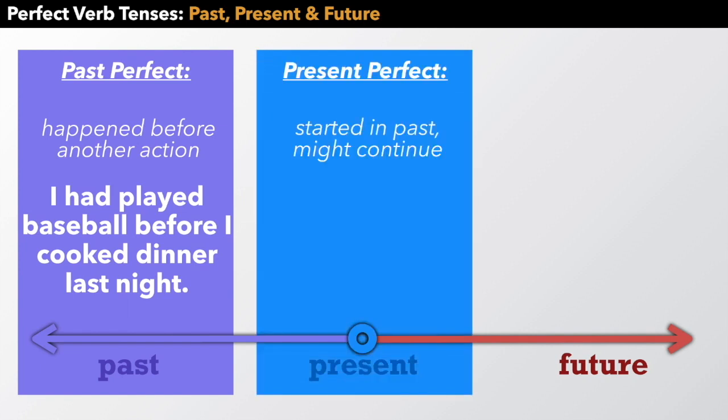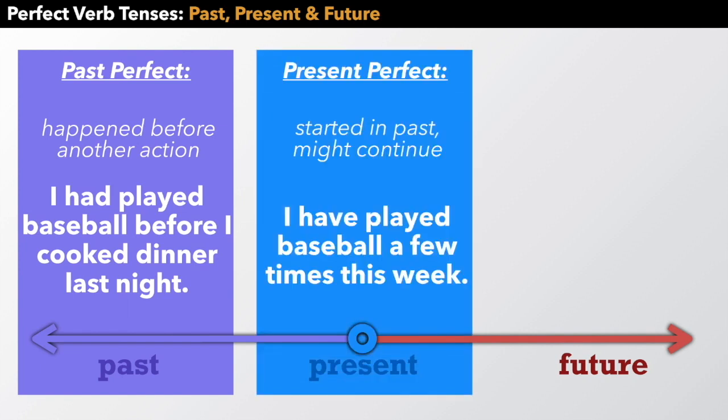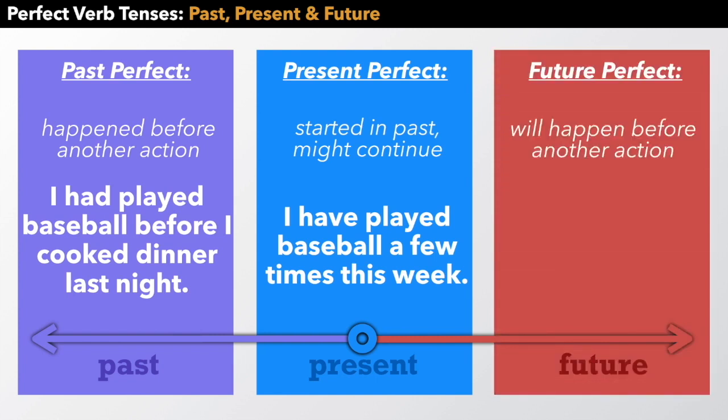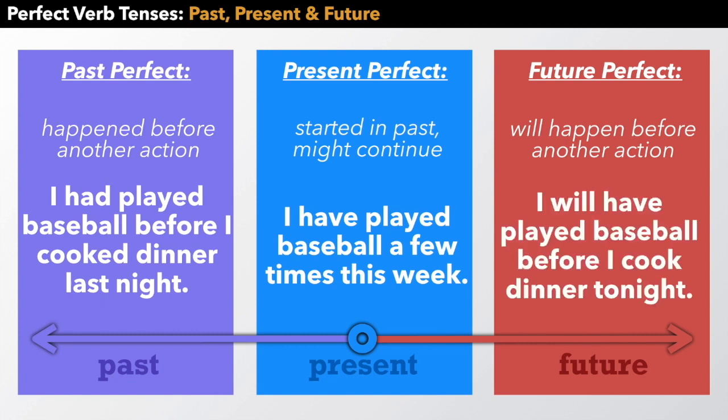Present perfect. Started in the past and it might continue. I have played baseball a few times this week. Future perfect. Will happen before another action. I will have played baseball before I cook dinner tonight.